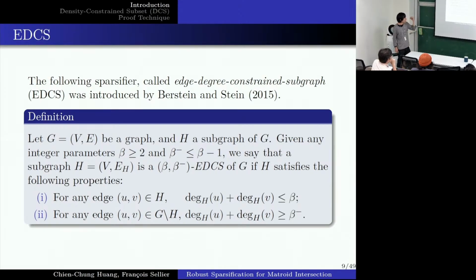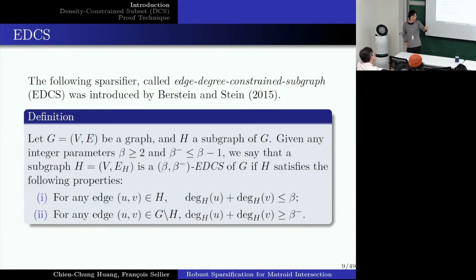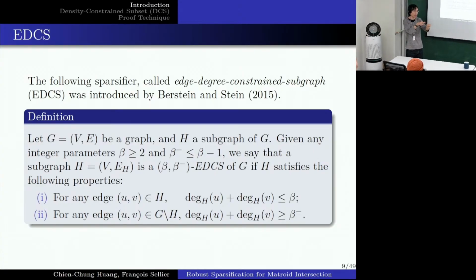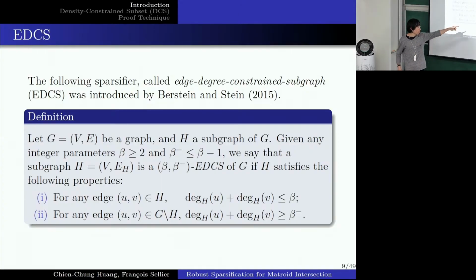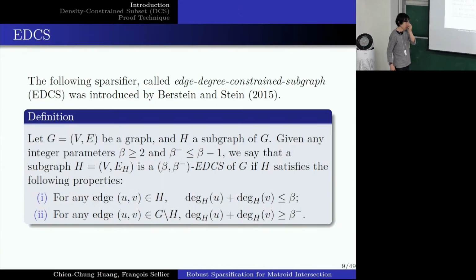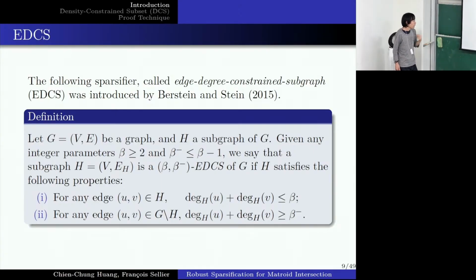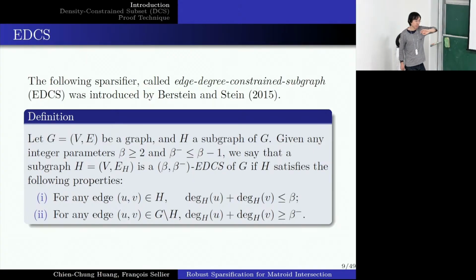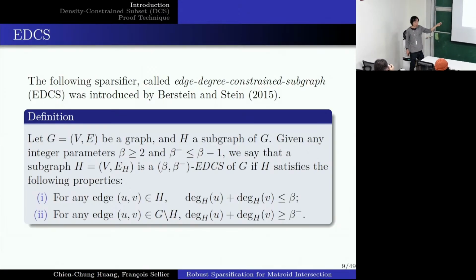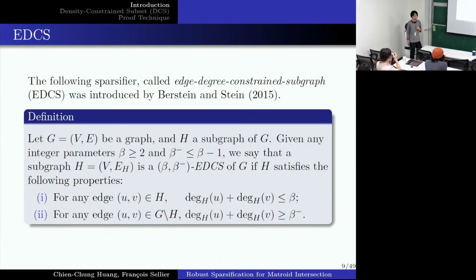So that means in this subgraph H, if I have some edge, then the degree sum of the two endpoints of the edge should be at most beta. On the other hand, if some edge is thrown away, it's not part of the sparsifier, I require that the sum of the degrees of its two endpoints should be at least beta minus.